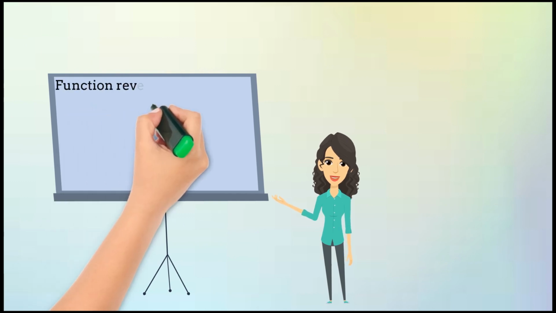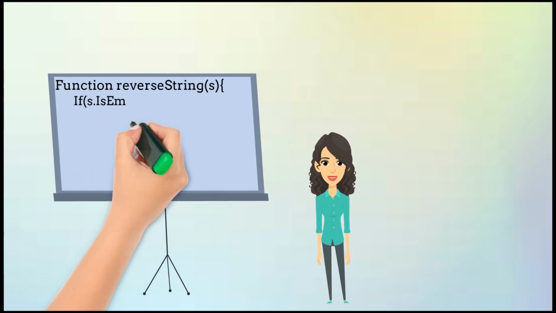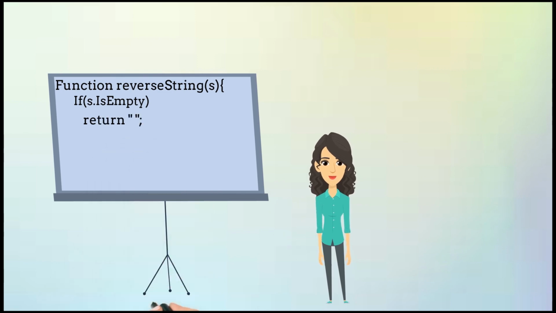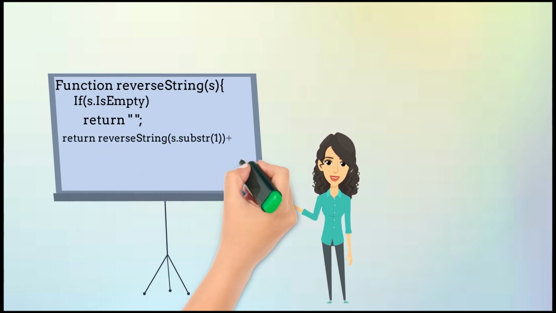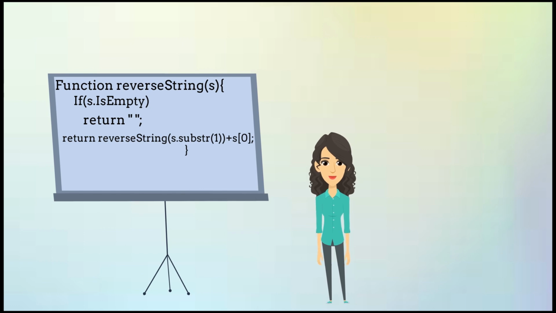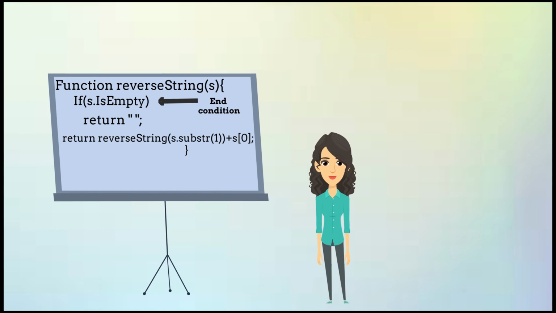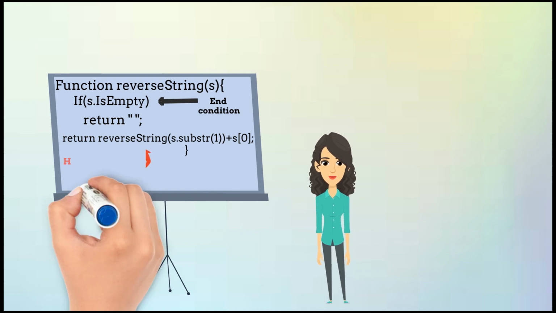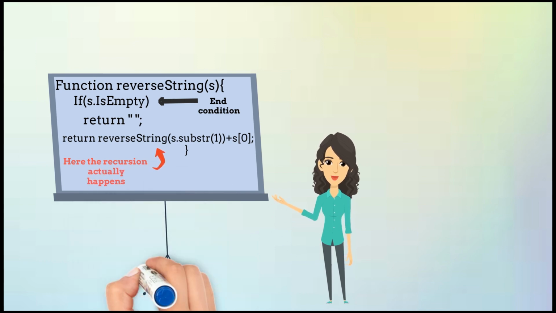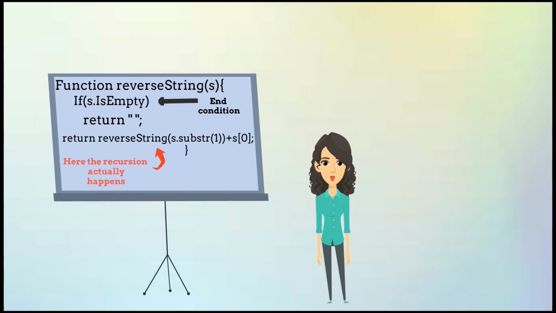Let's reverse a string using recursion. A recursive function must have an end condition to determine if it should call itself again or not. In this case, if the string is empty, we would not make another recursive call. And here is where the recursion actually happens. The function calls itself with a parameter, which is a substring of our string, starting at index 1. So, what we return is the result of our new call, plus the first character of the input string.